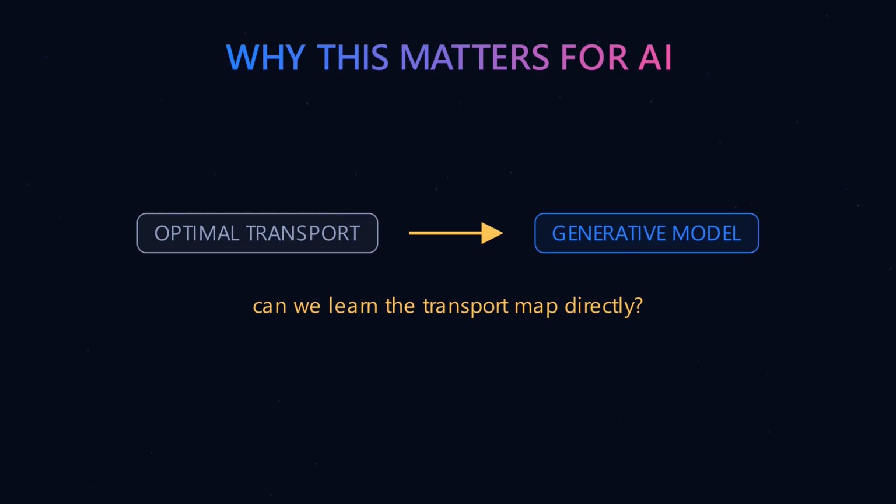Diffusion models solve a version of this implicitly, through thousands of small stochastic nudges. But if the optimal transport map exists as clean, deterministic geometry, the natural next question is obvious. Can we learn that geometry directly, without simulating a random walk to approximate it? That question is exactly where flow matching begins.